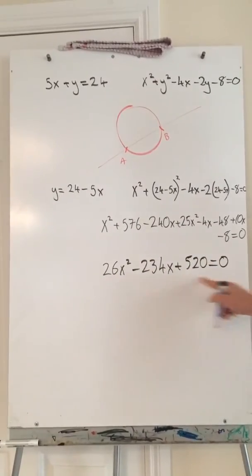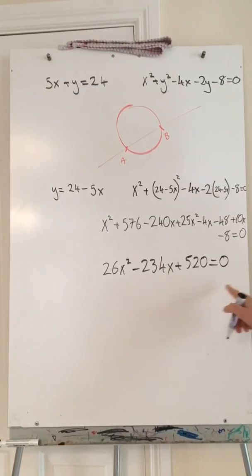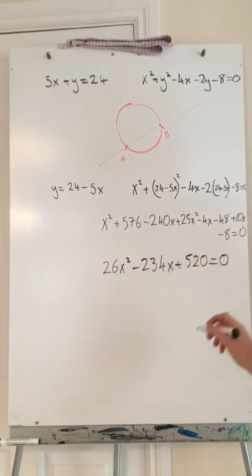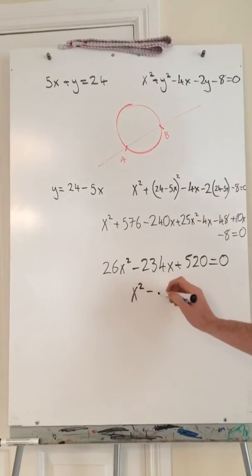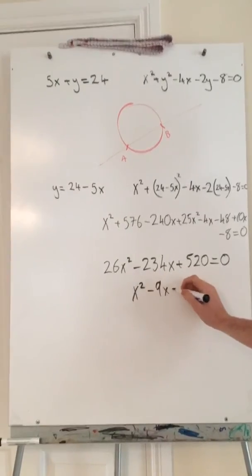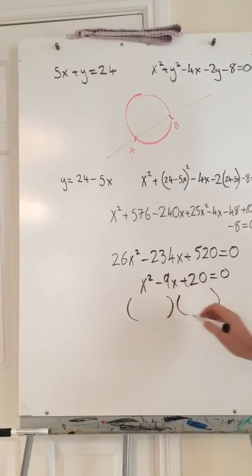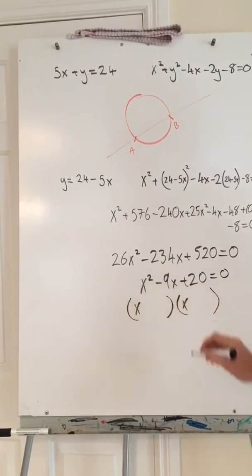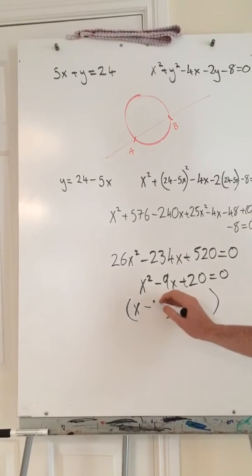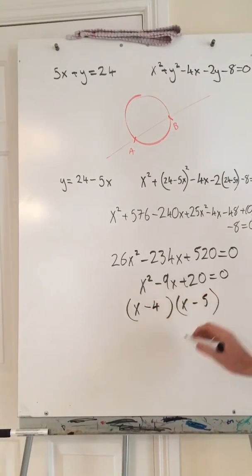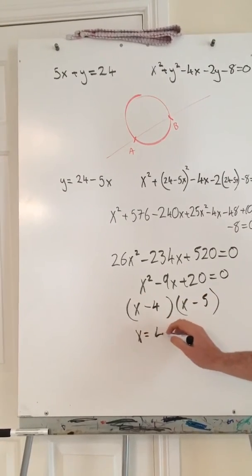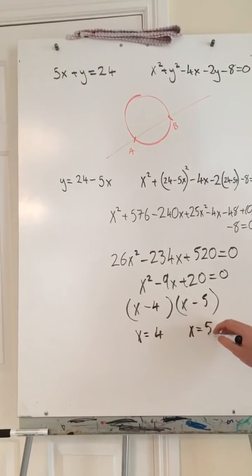You could try to solve that, but actually everything divides by 26, and you're going to get x squared minus 9x plus 20 is equal to 0. So now we just have a quadratic, and it's going to be (x minus 4)(x minus 5). So there are two values of our x's. x is equal to 4 and x is equal to 5.